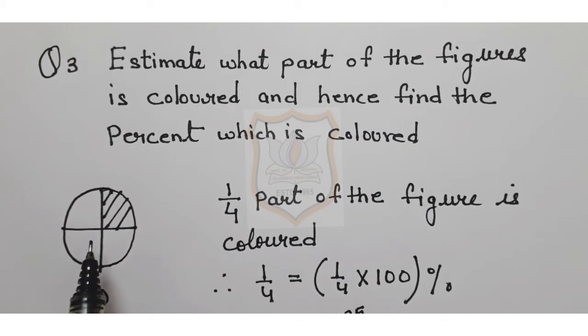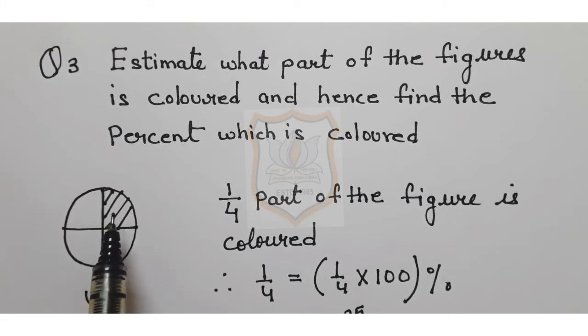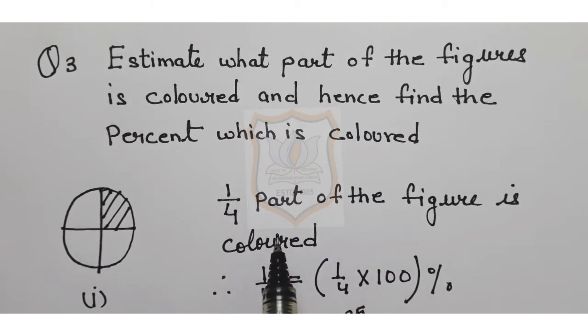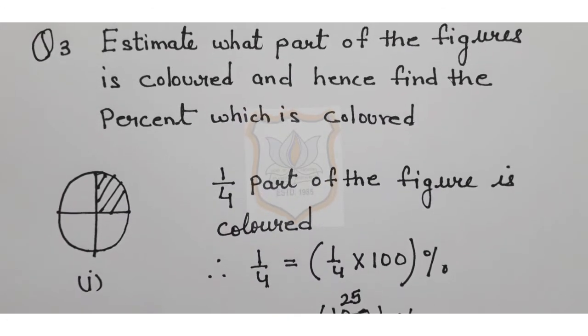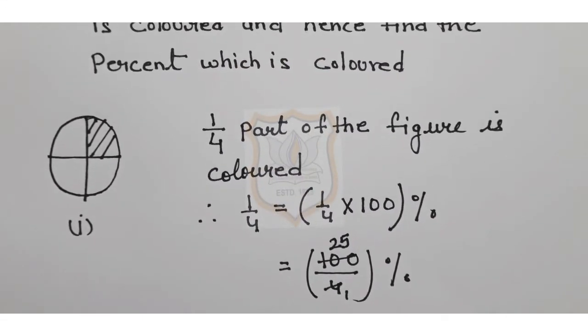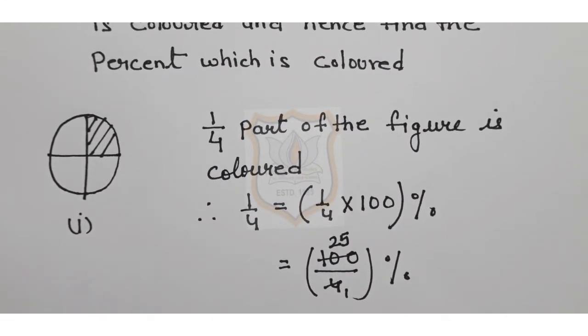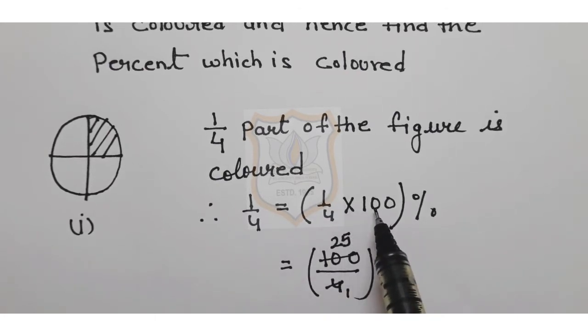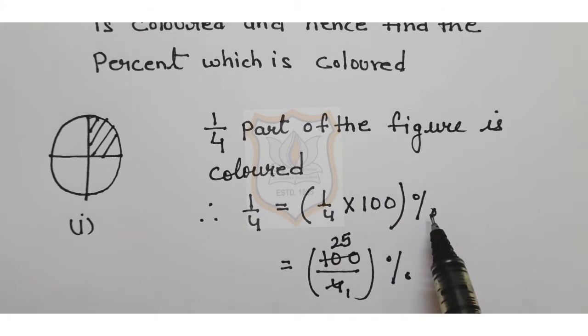This is the figure. In this figure, 1/4 part is colored. So 1/4 part of the figure is colored. Now you have to find the percentage of this 1/4 part. To find the percentage, as I told you, we have to multiply that fraction by 100. So 1 upon 4 is multiplied by 100 percent.